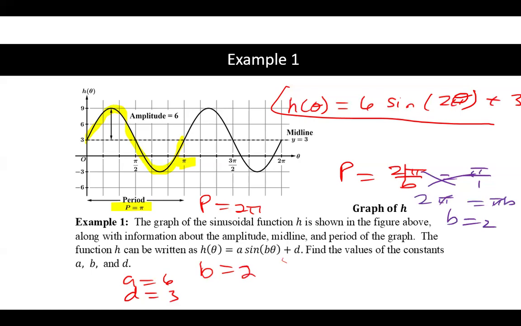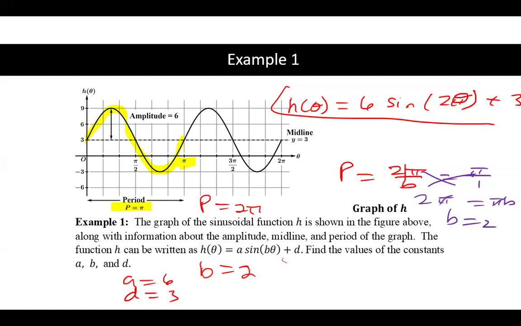Okay? And it just comes down to you setting up a proportion and cross multiplying and solving for your b. So if you had a hard time understanding how we went from 2 pi to pi and knew that it was 2, always do the math. Okay? There's going to be a math reason tied behind it. Are you guys ready to try?